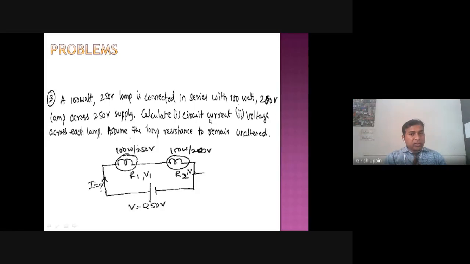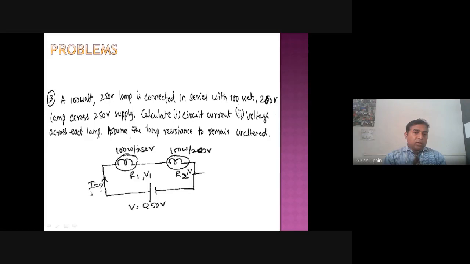What we have to find is the circuit current, that is, the current that will flow in the circuit, and the voltage across each lamp, lamp 1 and lamp 2, whatever you want to call them. So lamp 1 is 100 watt 250 volt, and lamp 2 is 100 watt and 200 volt. How will you start? Every time, first understand the problem statement, draw the circuit diagram, write all the values, then start your approach to solve it.